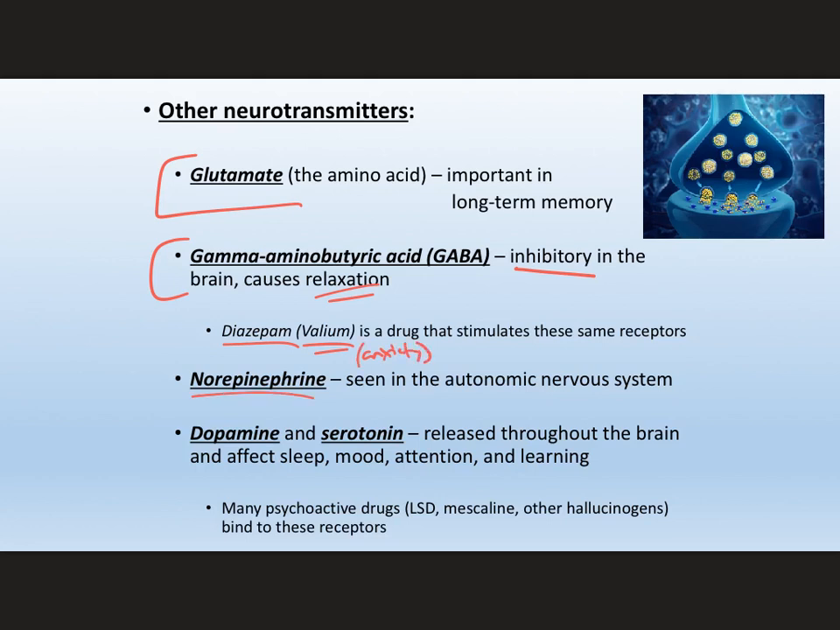Norepinephrine is actually a slightly modified version of epinephrine that serves as a neurotransmitter. And then you also maybe have heard of dopamine and serotonin before. Dopamine and serotonin are both found throughout the brain, help with sleep cycles, help with mood management, help with your ability to pay attention, those sort of things.